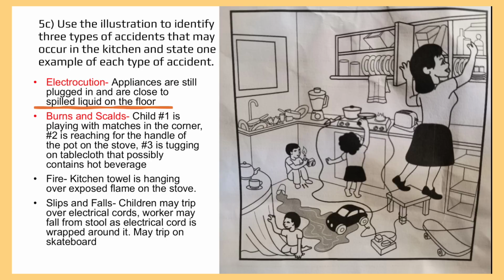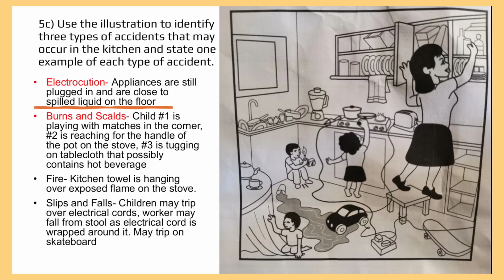So for electrocution, I would have identified that the appliances are still plugged in and they're close to the spilled liquid that is on the floor. All right, so for the next type of accident, which is burns and scalds, I've identified at least 3 possible outcomes of this. So for the first one, child number 1, he's playing with matches in the corner. He can actually burn himself with the said matches that he's playing with.